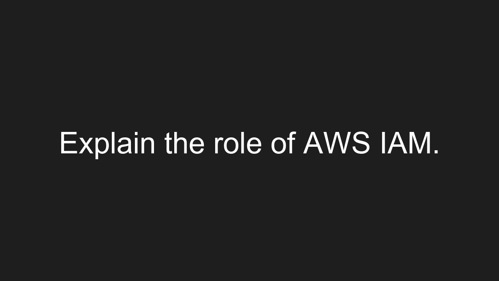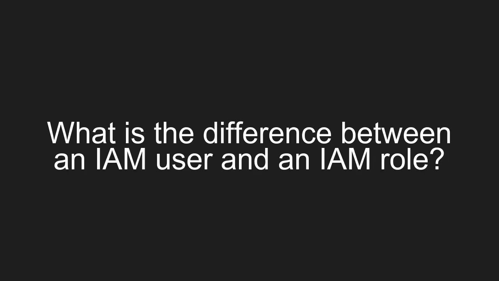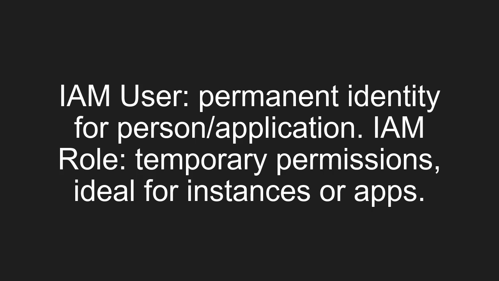Explain the role of AWS IAM. IAM manages users, roles, and permissions to secure AWS resources. What is the difference between an IAM user and an IAM role? IAM user, permanent identity for person or application. IAM role, temporary permissions, ideal for instances or apps.